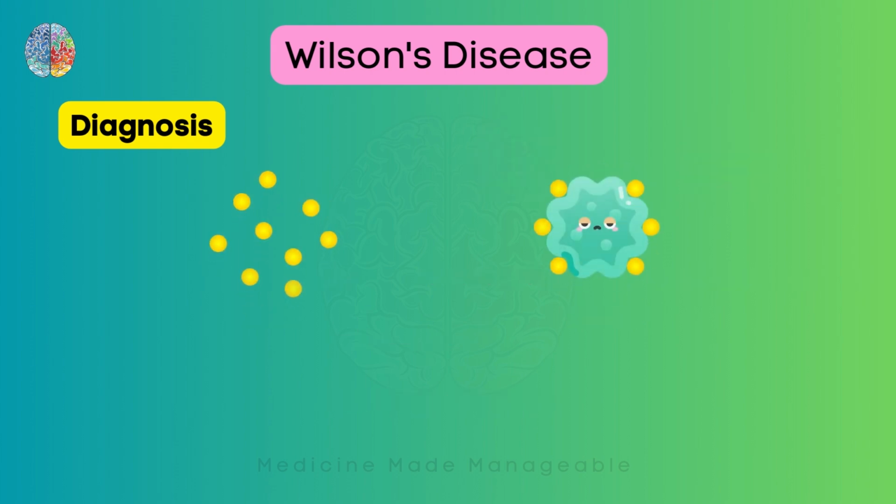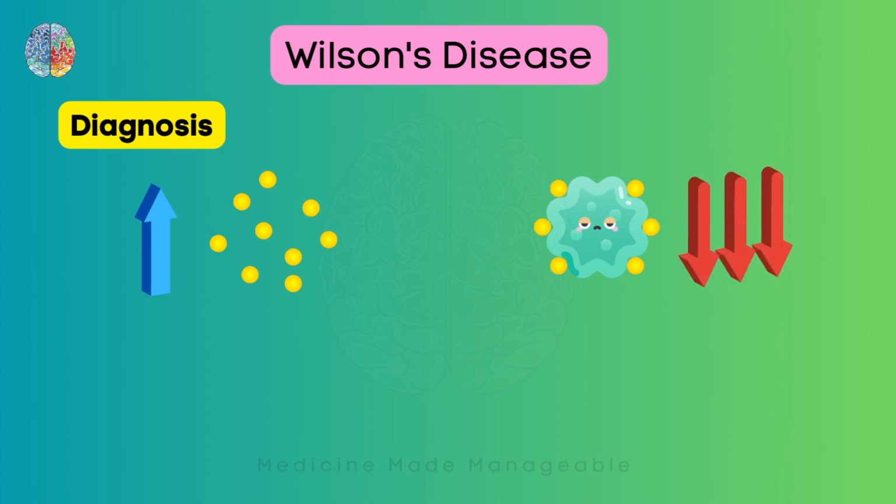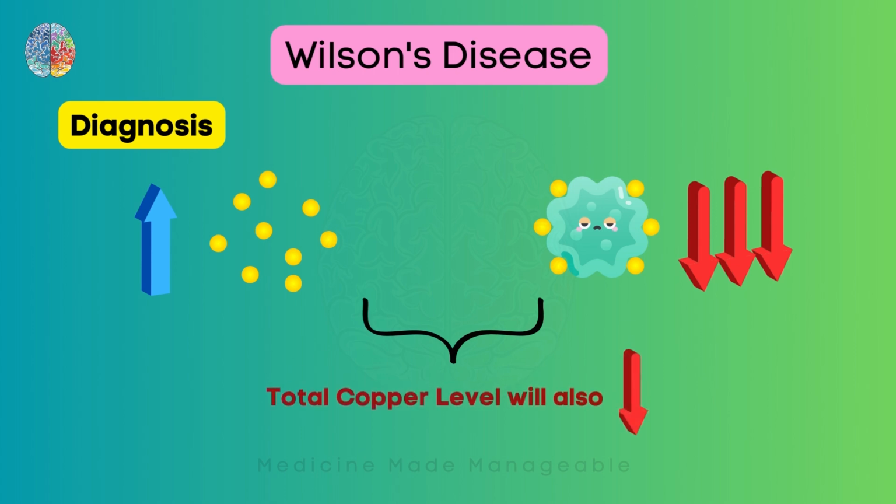Now what happens in Wilson's disease? Free copper levels increase in the body, right? We just saw that. And the ceruloplasmin levels decrease. So can you tell me what will happen to the total copper levels? Even though the level of free copper is increasing, because ceruloplasmin is a major contributor in the total copper levels and that is decreasing, the total copper levels in the body will also decrease. So please don't get confused. This free copper that is increasing is the one that is going to accumulate in the different parts of the body and cause the manifestations, but the total copper levels will decrease.